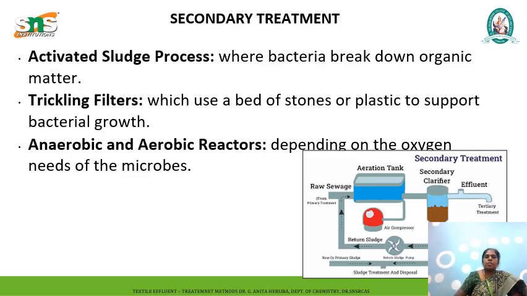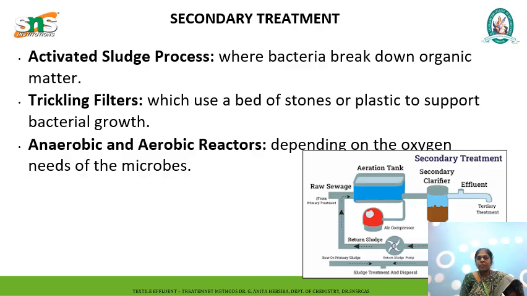The next process is the secondary treatment. It is also called biological treatment. Herein we break down the organic matter by using bacteria. There are again three major methods used. The first one is the activated sludge process. Here we use microorganisms to break down the organic waste matter which is present in the effluent.